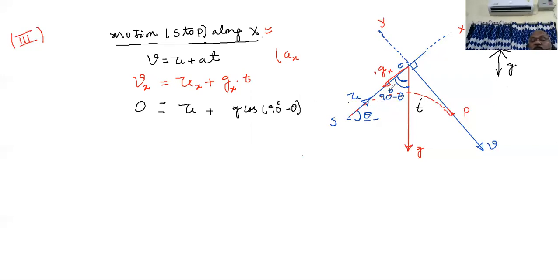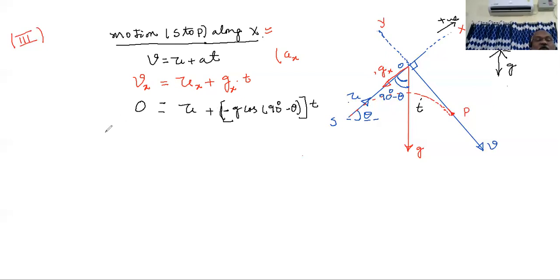And there is one more thing. We know that is the positive x direction, and that is the positive y direction. If it is the positive x direction, u will be taken as a positive vector, but g's x component you can clearly see is in the negative x direction, which opposes u rather than helping it. So it must come with a minus sign. So gx must be equal to minus g cos (90 minus theta) into t.